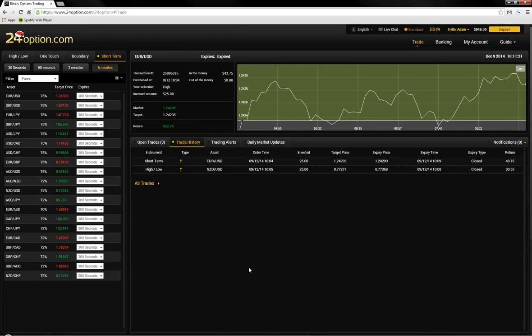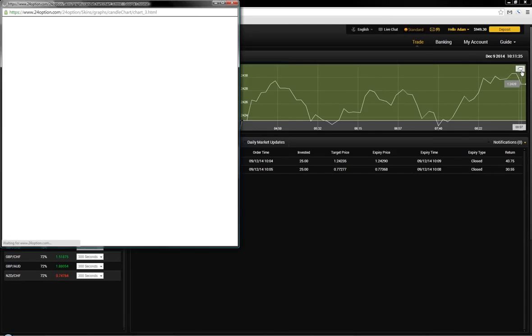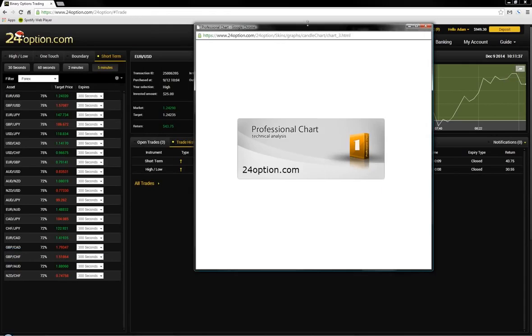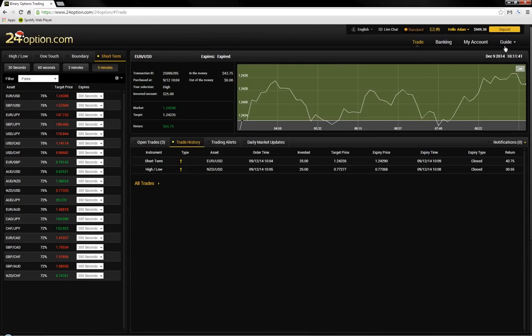So like I said, it's a very simple interface to use. Chart-wise, you can click, and they do have an option for professional charts.